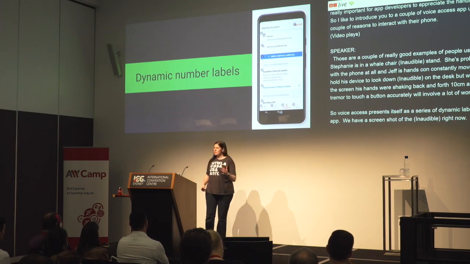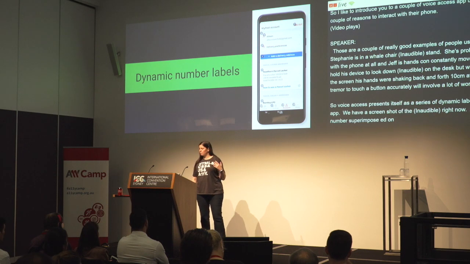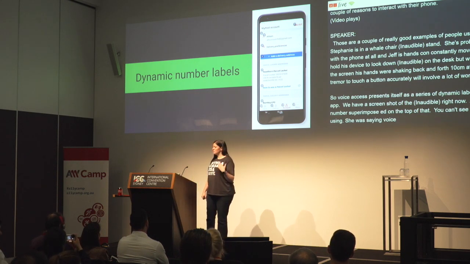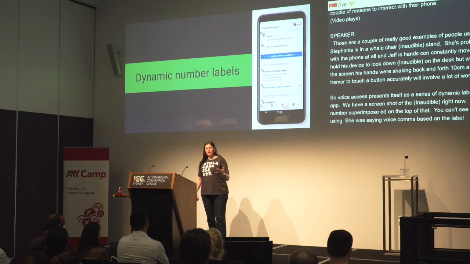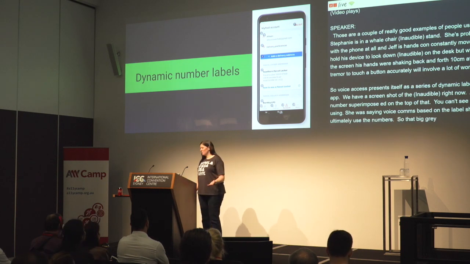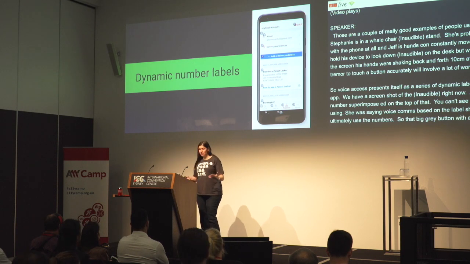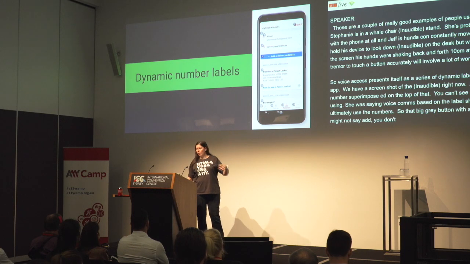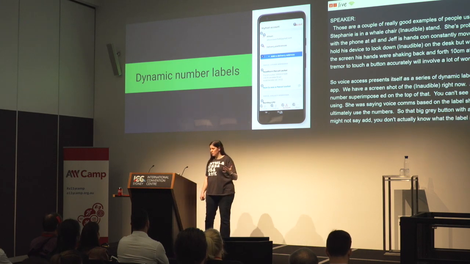So if you can't see the visible label like Stephanie was using, she was saying voice commands based on the labels that she could see in front of her, you can alternately use these numbers. So that big red button with a plus, you wouldn't say plus. You might not say add because you don't actually know what the label is, but you could say something like 5 or 4 and it would trigger those things.